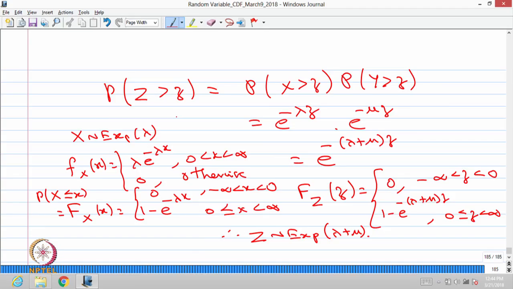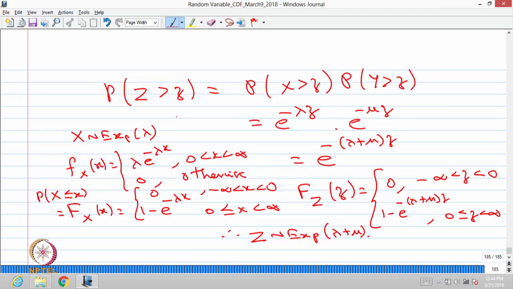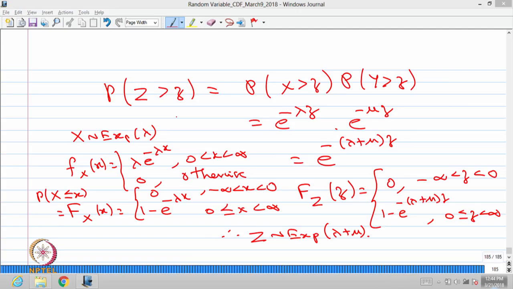When two different random variables have distributions of a similar form, then you can conclude both random variables have similar distributions. So here Z is exponentially distributed with the parameter lambda plus mu. So the observation is, whenever you have two independent exponentially distributed random variables, the minimum of the independent exponentially distributed random variables is again an exponential distribution.